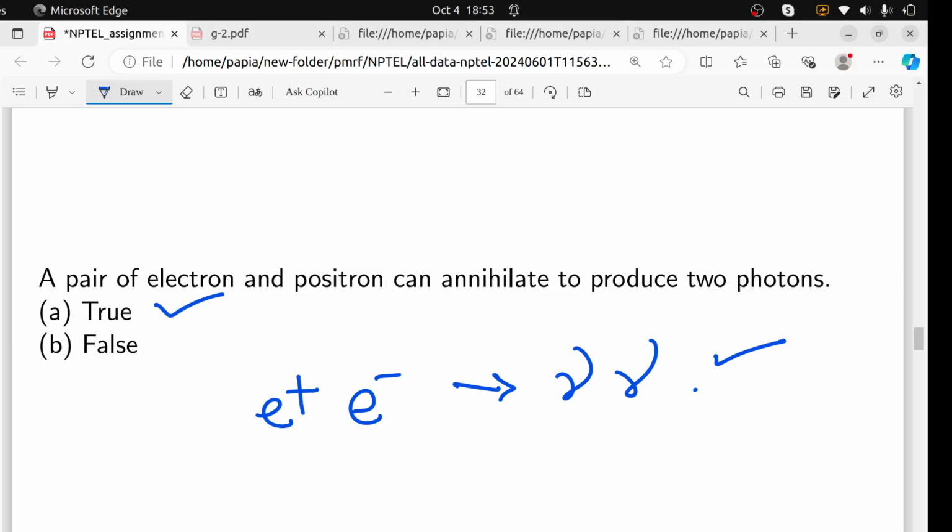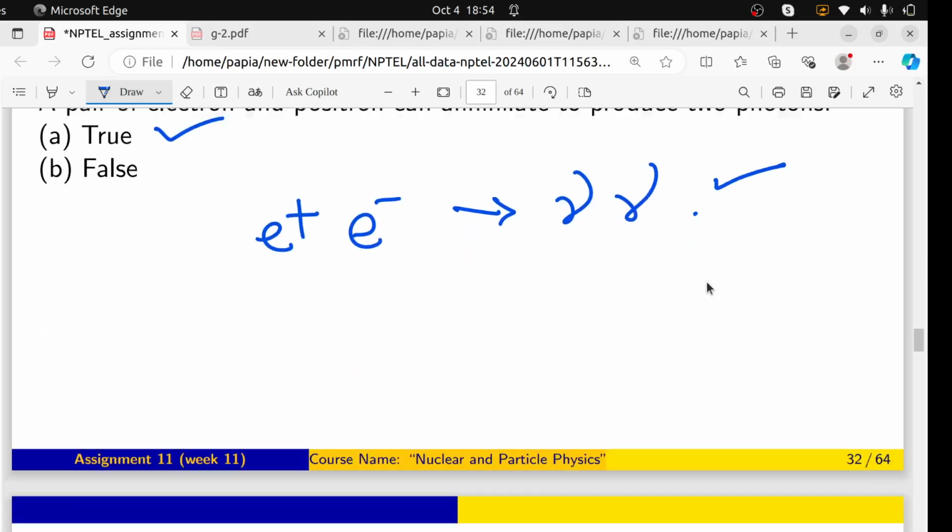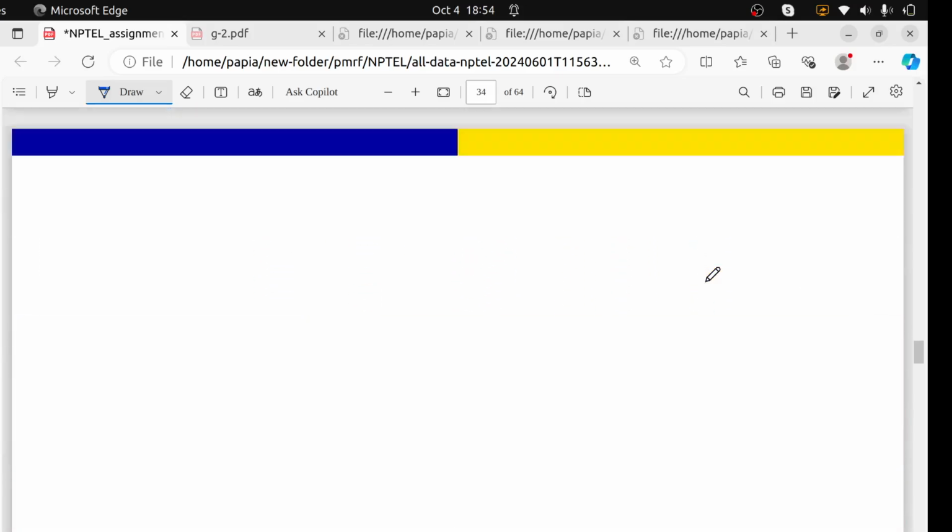There is no problem on this side, because charge, baryon number, lepton number are all conserved here, and mass, angular momentum, linear momentum, whatever you will tell, all these things are conserved here. Okay.